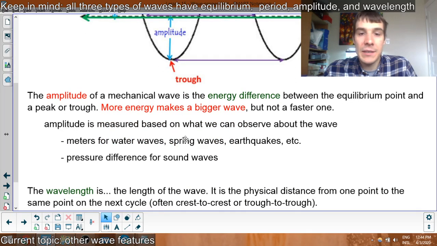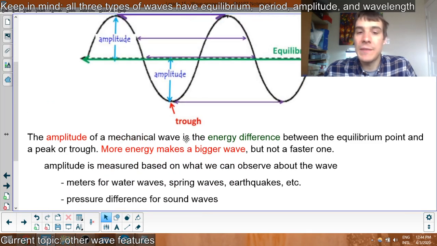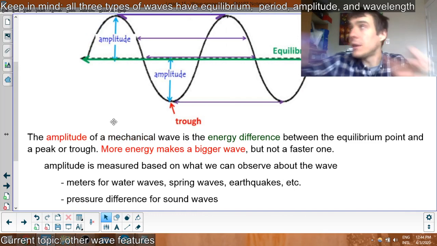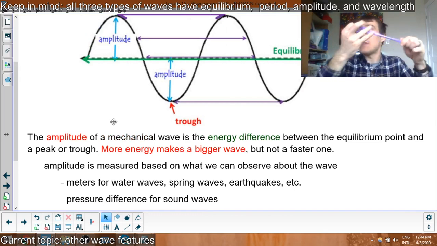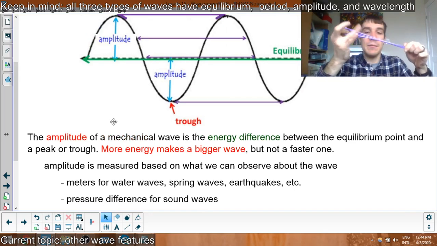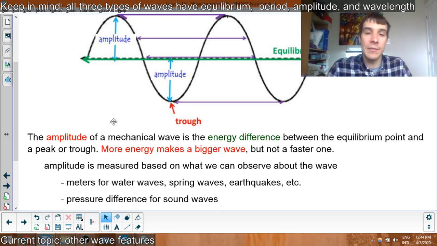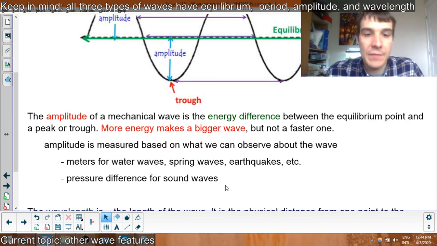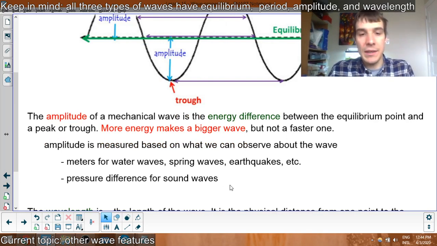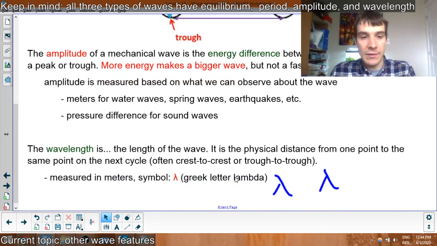It's based on whatever we can observe about the wave. So for water waves and spring and earthquake and my balloon, right, the amplitude is how far away from equilibrium I can take it. So there's the amplitude. There's a little bit of amplitude. There's more amplitude. And you can see it's going to be louder there than it is there. For sound waves, it's a pressure difference, an air pressure difference between the normal air pressure and whatever the highest or lowest air pressure you get in that room is.